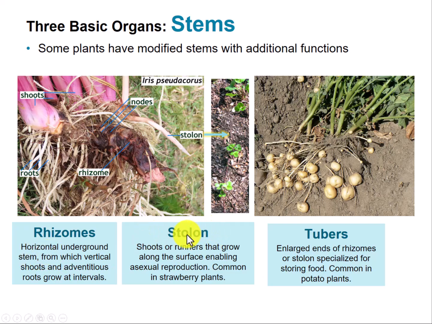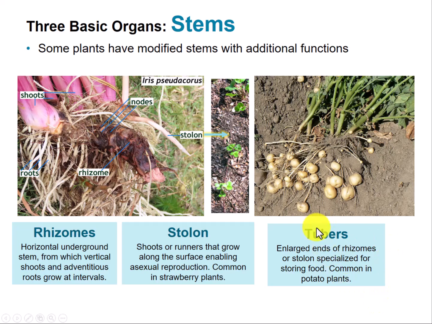You can also have a stolon, and this is what we see in strawberries. Shoots or runners that grow along the surface, not under, but along the surface, enabling asexual reproduction. And like I just mentioned, common in strawberry plants. So here's the stolon, and here is the stolon on this plant.